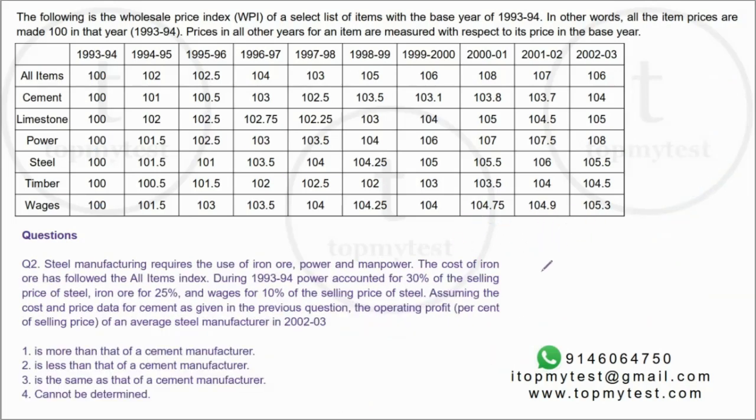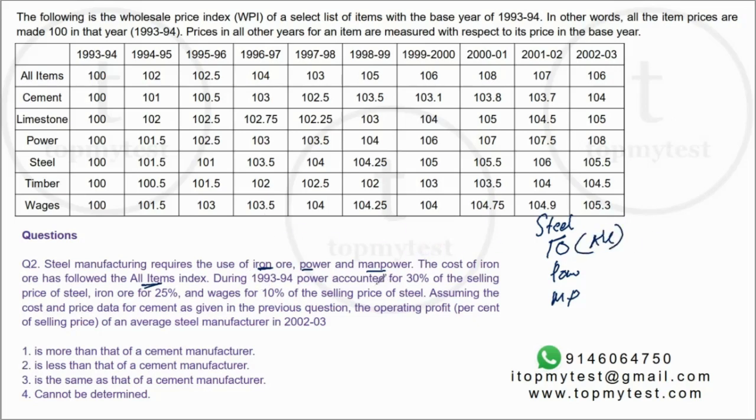And question number 2 is very similar to question number 1. Okay, it says steel manufacturing requires use of iron ore, power and manpower. So you have iron ore, power and manpower. This is steel. Now iron ore is not given. Okay, the cost of iron ore follows the all items index. So basically it's an all items index. Okay, so that is given over here.